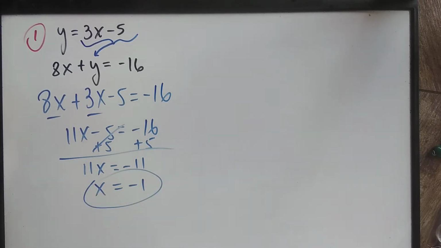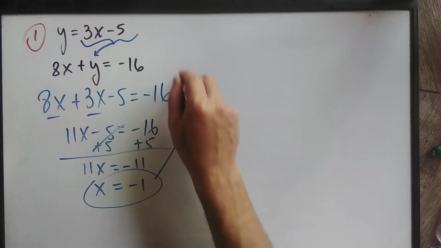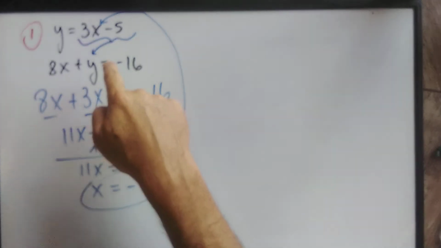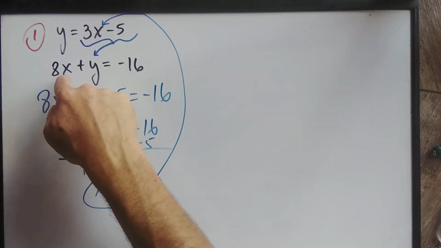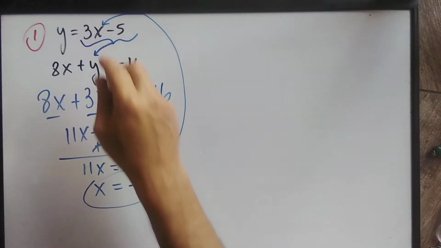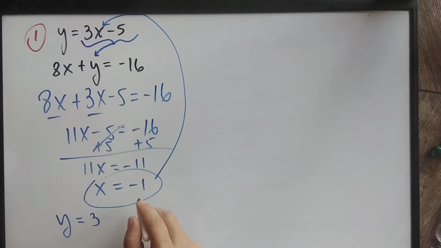What do you do with this value of x? I'm going to go ahead and plug it in right here because this is the easiest one. You plug it in here if you want, I mean, yeah, in here if you want, but that's going to take longer. So I'm going to use this one. So I got y equals 3x, but I know now that x is negative 1, minus 5. So it's going to be negative 3 minus 5, negative 8.